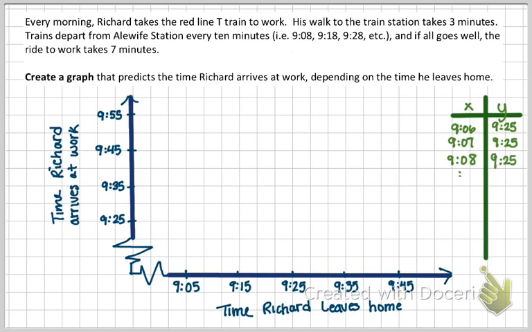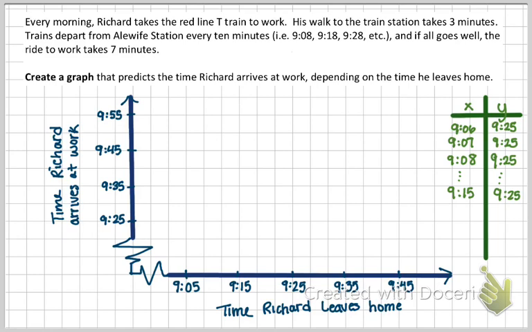And so you can see that this pattern continues. In order for him to make the 9:18 train, he can leave his house at 9:06, 9:07, 9:08, all the way up to 9:15. The latest that he can leave his house is 9:15 if he wants to make that 9:18 train. So he leaves his house at 9:15, and he'll get there at exactly 9:18. He'll take that train, and then he'll arrive at work at exactly 9:25.